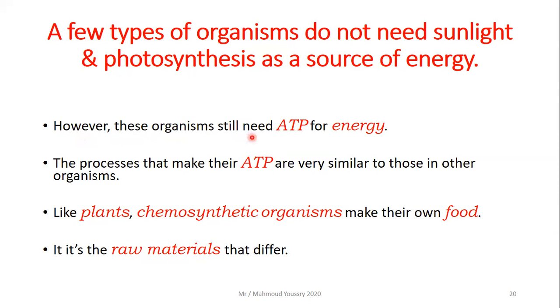However, these organisms still need ATP for energy. The processes that make their ATP are very similar to those in other organisms. Like plants, chemosynthetic organisms make their own food, but in a different process. It is the raw materials that differ. In photosynthesis, it uses the energy from sunlight, but in chemosynthesis, it uses the chemical energy in chemical compounds like sulfides.